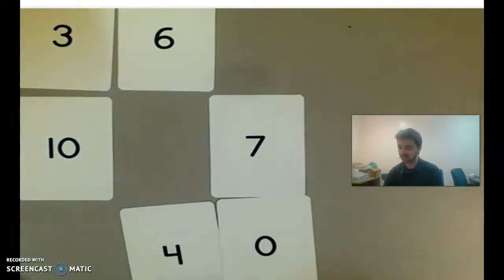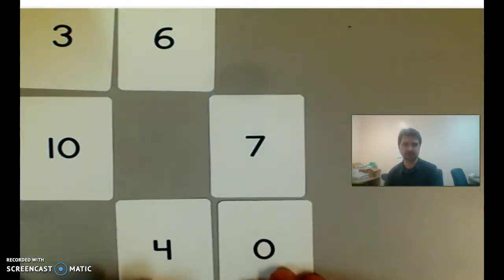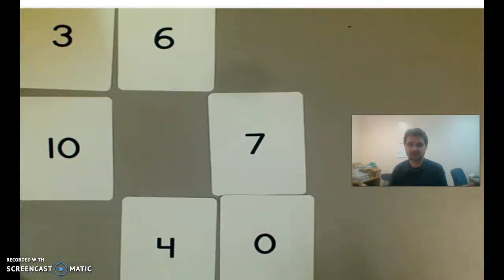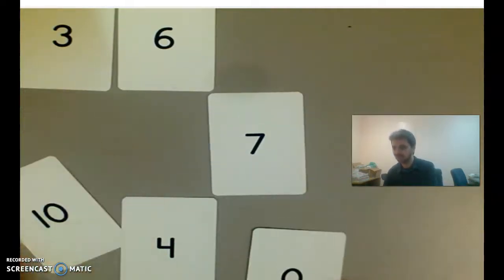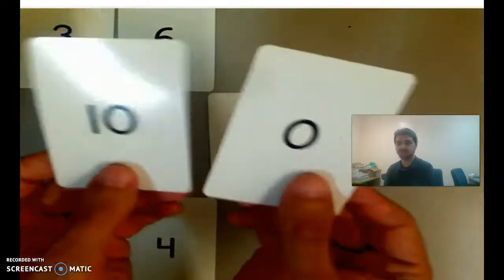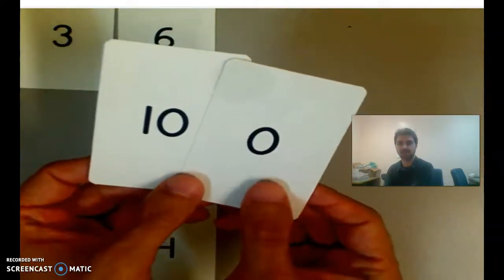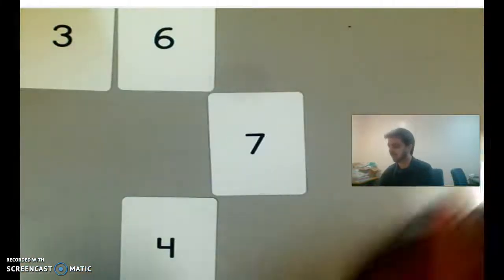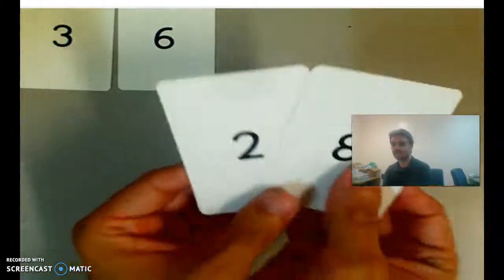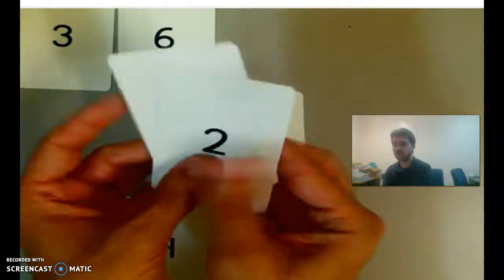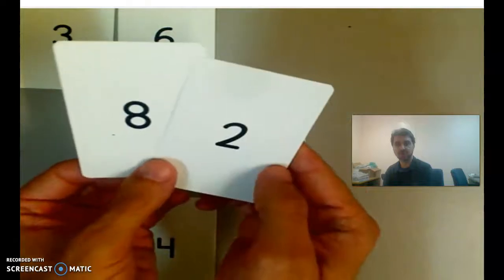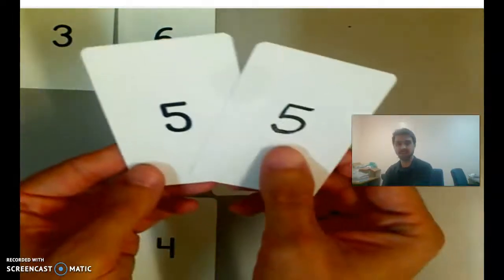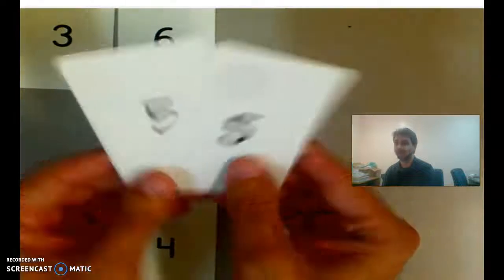Okay. Let's see. 4 and 0 do not make 10. What goes with 0? 0 plus what gives me 10? It would have to be 10, right? 0 and 10 makes 10, or 10 and 0 makes 10. So 10 and 0, 0 and 10, right? 2 and 8, or 8 and 2. It's magic. 5 and 5, or 5 and 5.